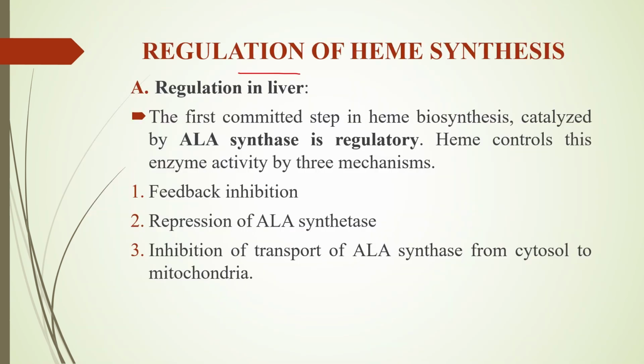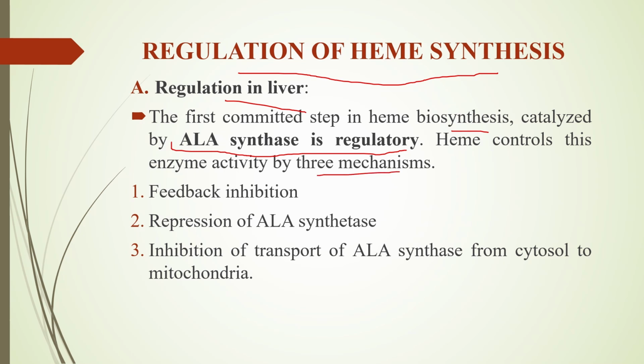Then next is the regulation of the heme synthesis. The heme synthesis is regulated mainly by the liver and through the erythrocytes. So the first step in the heme biosynthesis is catalyzed by the enzyme aminolevulinic acid synthetase, and this enzyme is a regulatory enzyme. Regulatory means that its level can be regulated. So this enzyme is regulated by three mechanisms.